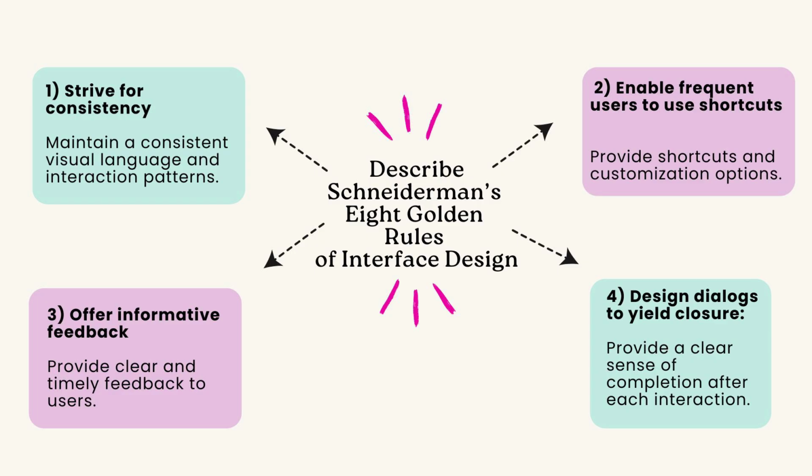Describe Shneiderman's 8 golden rules of interface design. First, strive for consistency. Maintain a consistent visual language and interaction patterns. Second, enable frequent users to use shortcuts. Provide shortcuts and customization options. Third, offer informative feedback. Provide clear and timely feedback to users. Fourth, design dialogues to yield closure. Provide a clear sense of completion after each interaction.